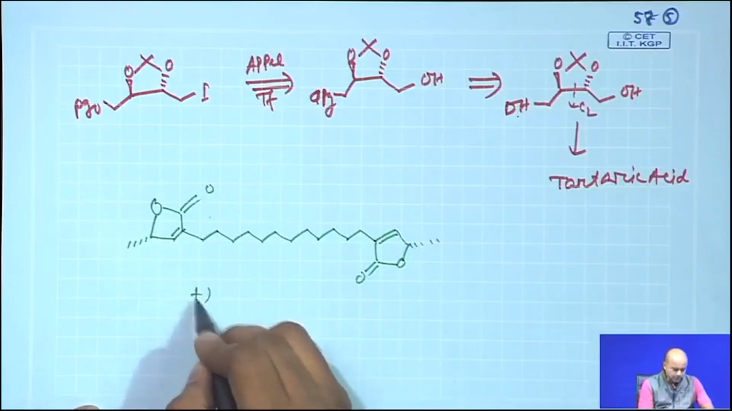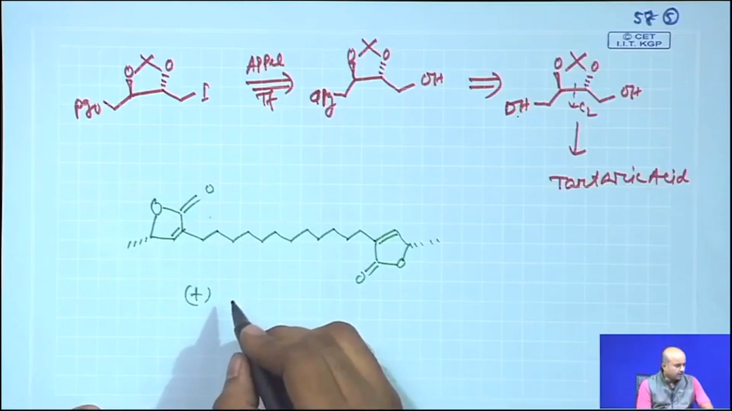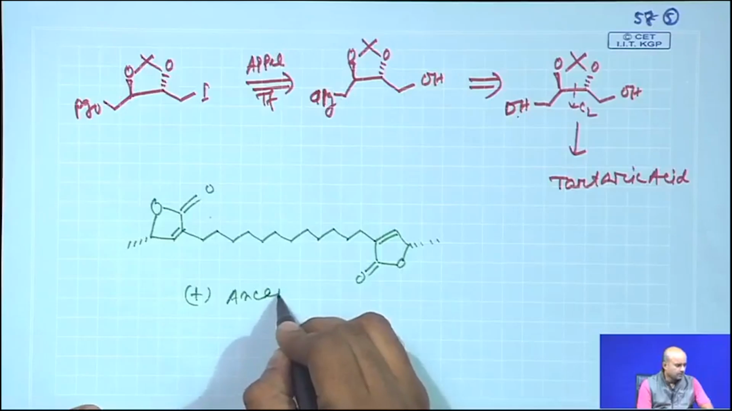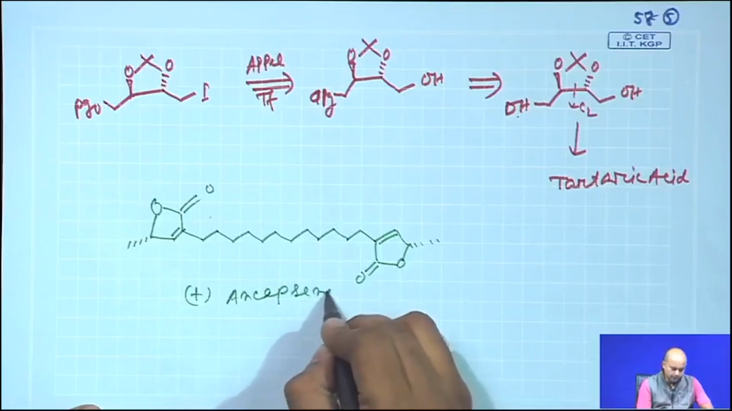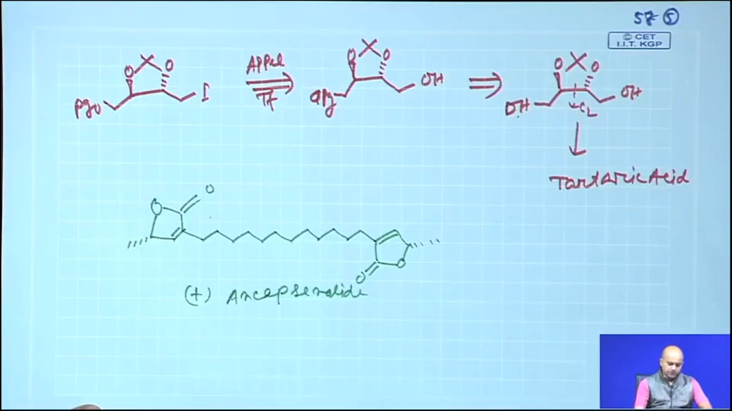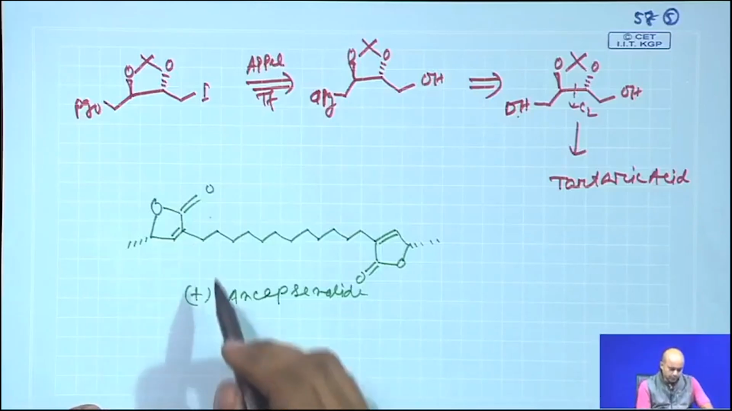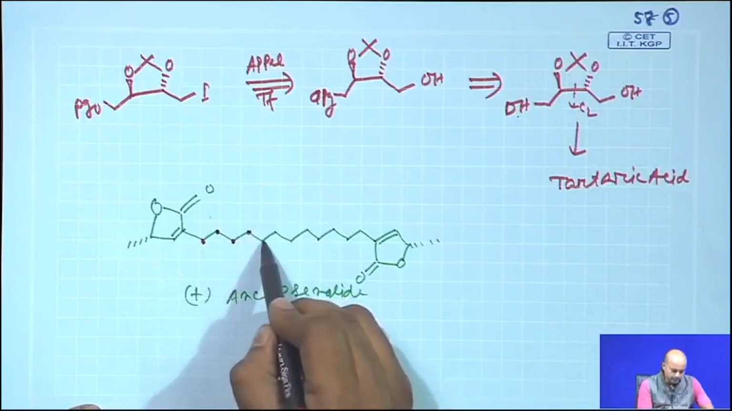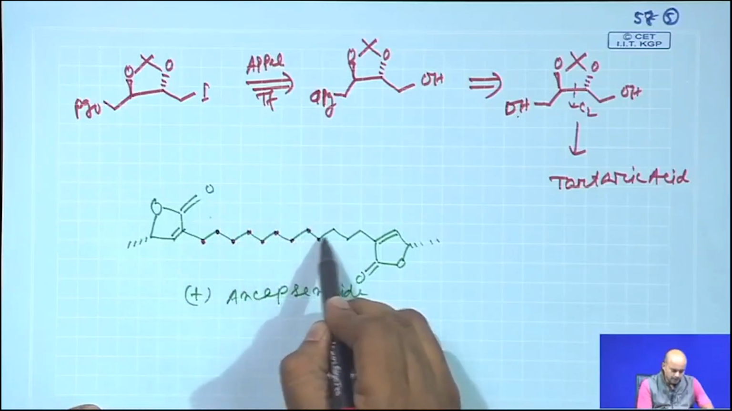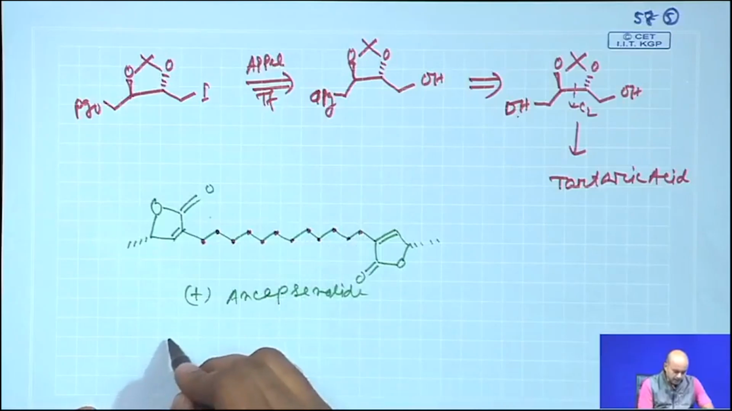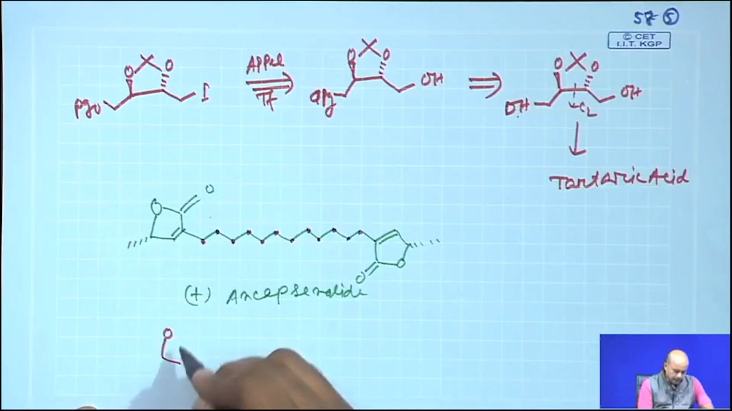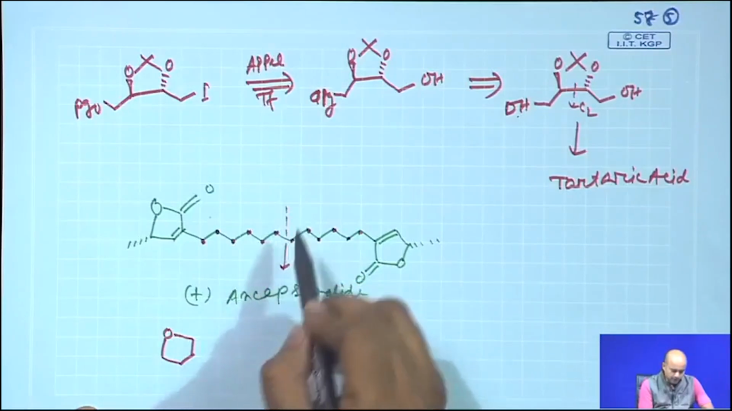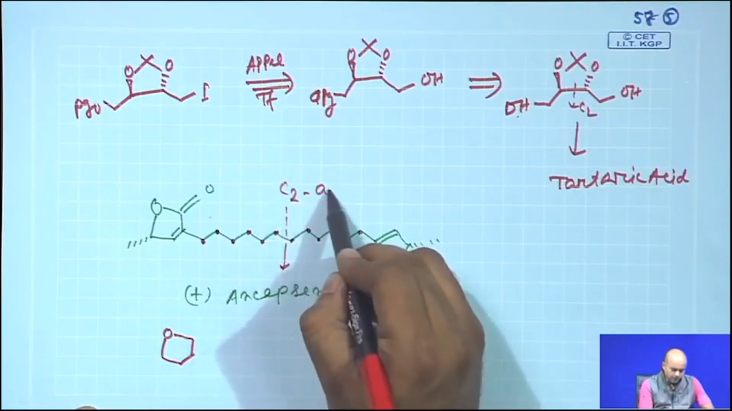Now, this compound is a natural product, a gamma lactone based natural product. Its name is ansepsinolite. If you see its structure, you can say that these methylene groups are the achiral spacer, and in reality, I will just analyze the structural viewpoint, this molecule does have a perfect C2 axis of symmetry.